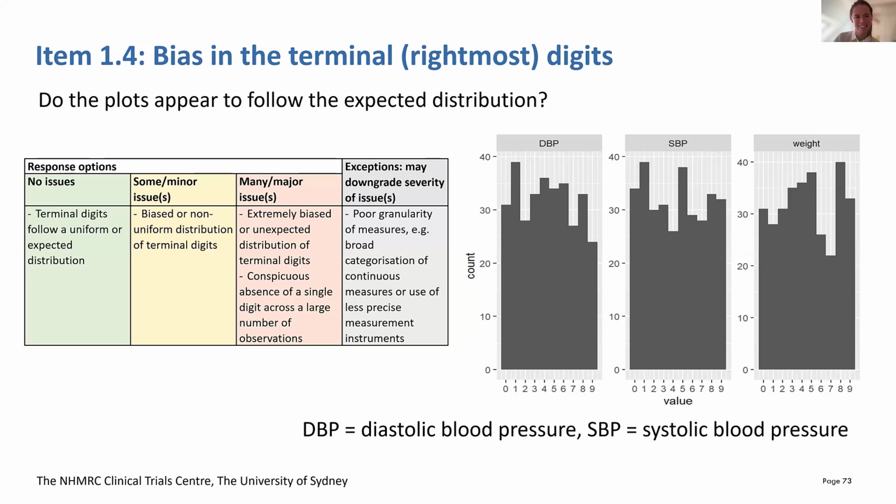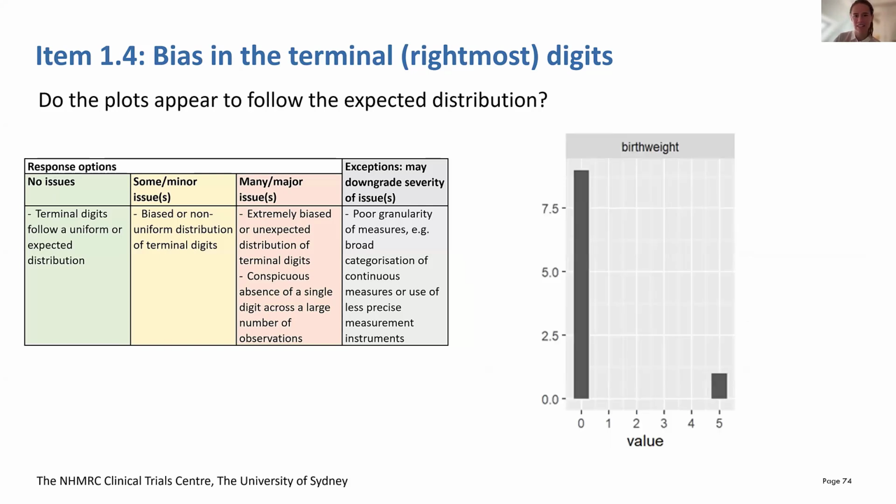Excellent. Now we'll have another example for bias in the terminal digit. This one is birth weight. Again, I'd like you to have a look at this plot. It's a smaller sample, so we only have 9 participants here overall. I'd like you to think about whether there's a bias in the terminal digit here, with 8 participants ending with a 0 and 1 ending with a 5.